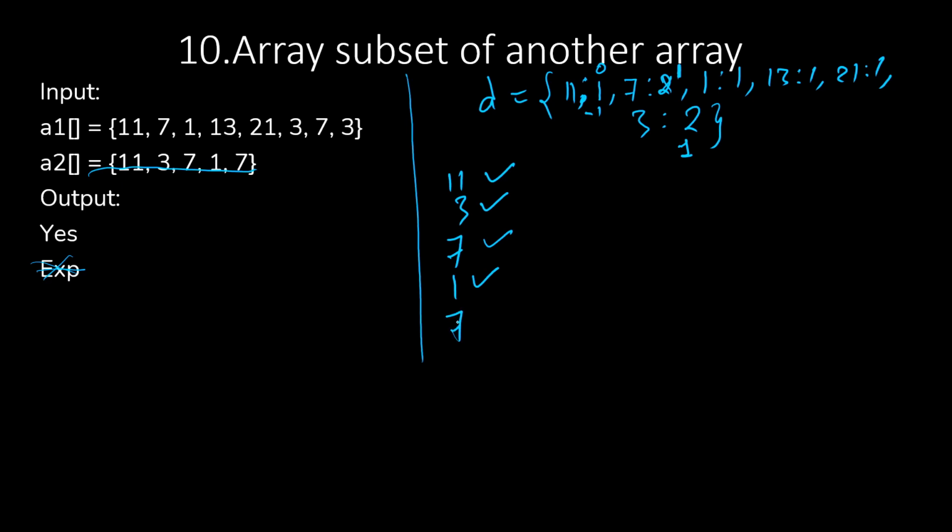Now again coming to the 7 part, for the last iteration we're going to check again. 7 is there, and this time the value is 1, so at least one 7 is present, and that is enough for us. So all the elements are present, which says that the subset is there, so we will return the output as yes in this case. If you still haven't understood, let us go to the coding part. After seeing that, it will be more clear.